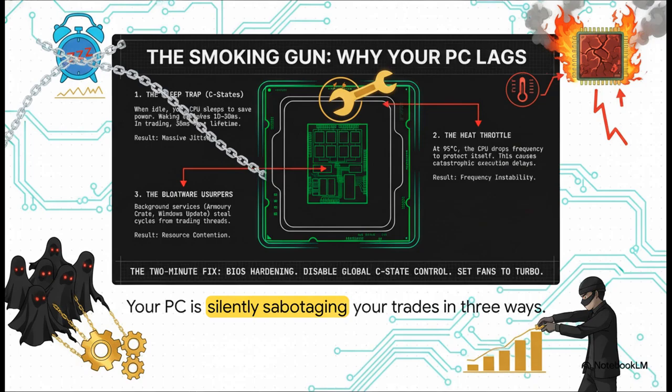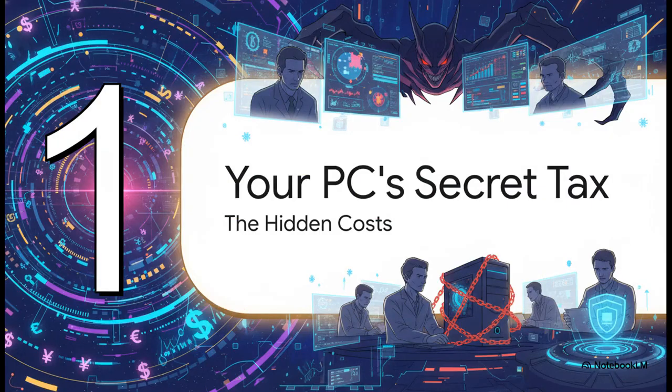There are three main ways your PC is silently killing your trades. First, there's the sleep trap from CPU C-states. This creates massive, unpredictable delays when your computer wakes up from being idle. Second, thermal throttling. Basically, your CPU gets hot and slows down right when you need speed the most. And third, bloatware. All those background processes are like little thieves stealing precious CPU cycles right from under your trading platform's nose. And all of this adds up to a very real cost.